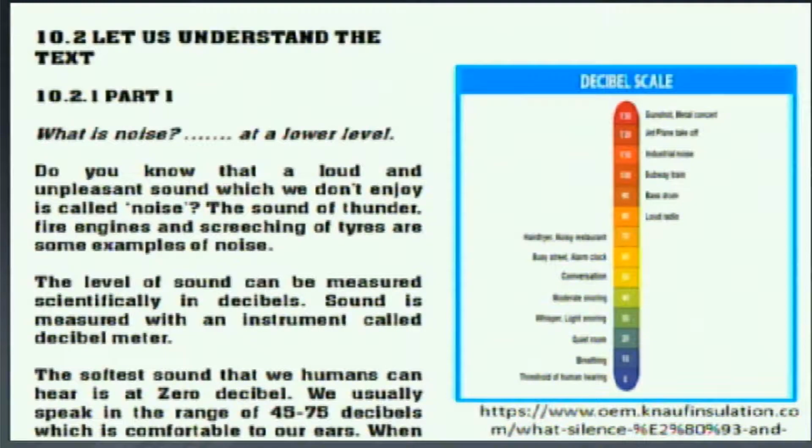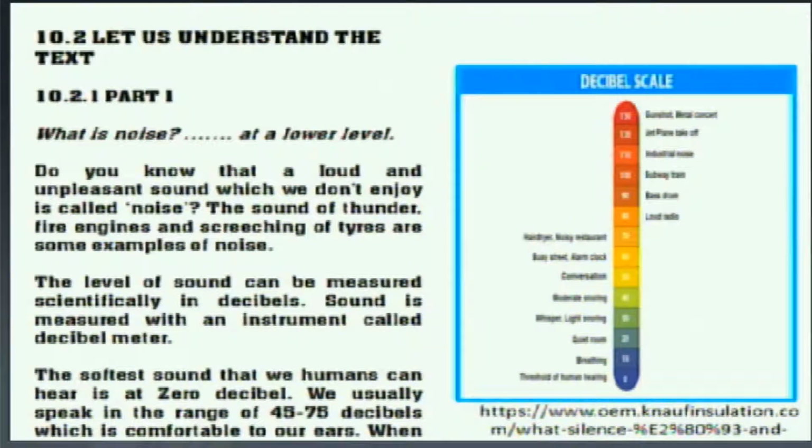Okay, so now let us come to the second part, understanding the text. What is noise at a lower level? So we are going to find out what noise means, that noise could be at the lower level too. So what is that? Let's see. Do you know that a loud and unpleasant sound which we don't enjoy is called noise? So it has nothing to do with the degree. Fine. So any loud and unpleasant sound which we don't enjoy is called noise.